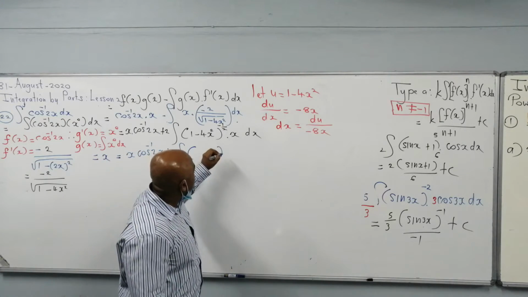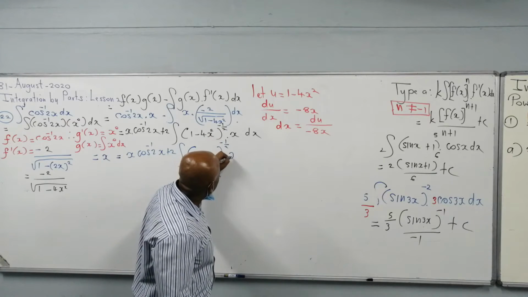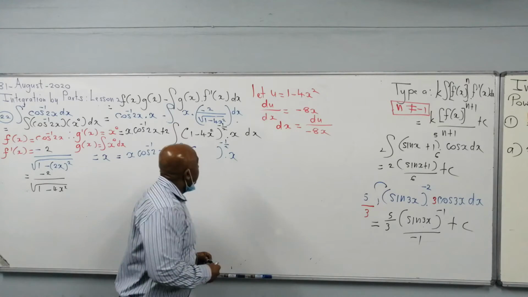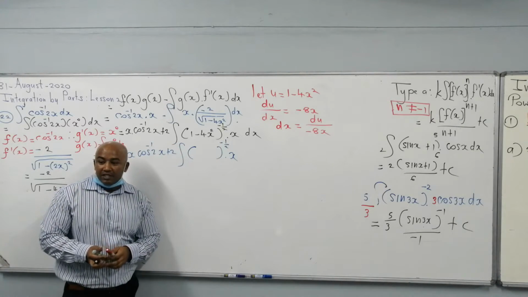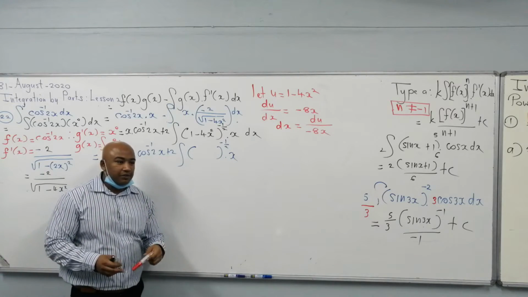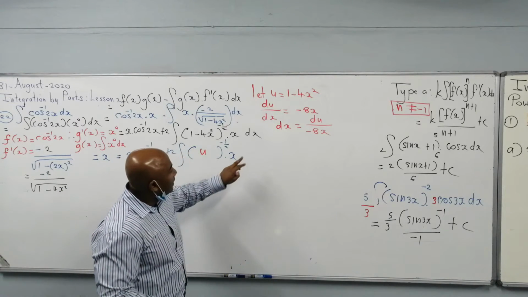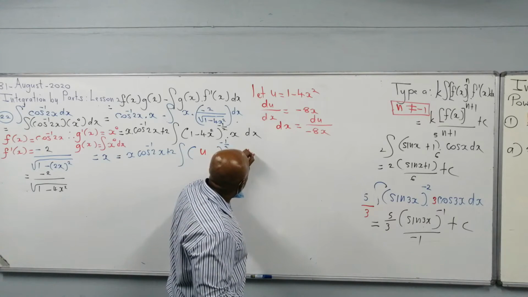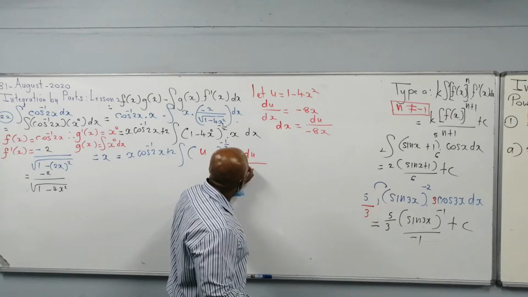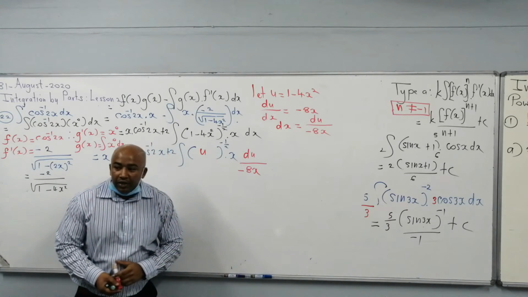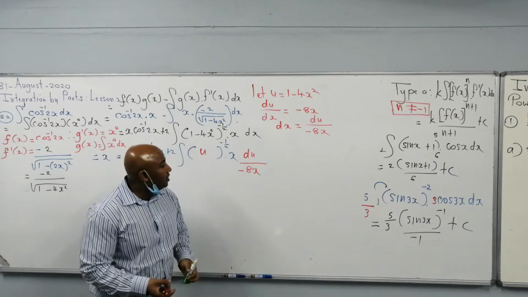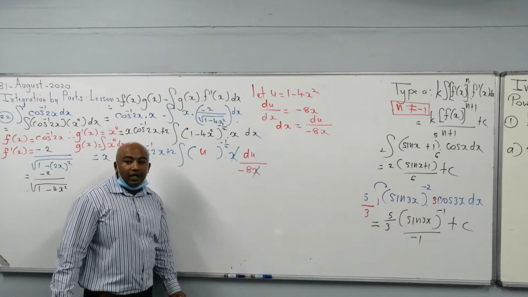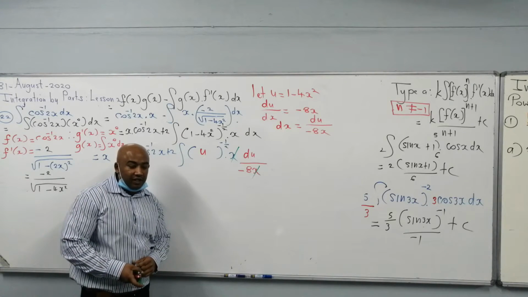So I got my bracket there, I got my negative half, and I got x. So now I am replacing 1 minus 4x squared with the letter u. So there's my u here. And I'm replacing dx, there's my dx here, with du divided by minus 8x. So when we use our u substitution, you notice that the variable x is now out of this problem. We are now integrating with respect to the variable u.